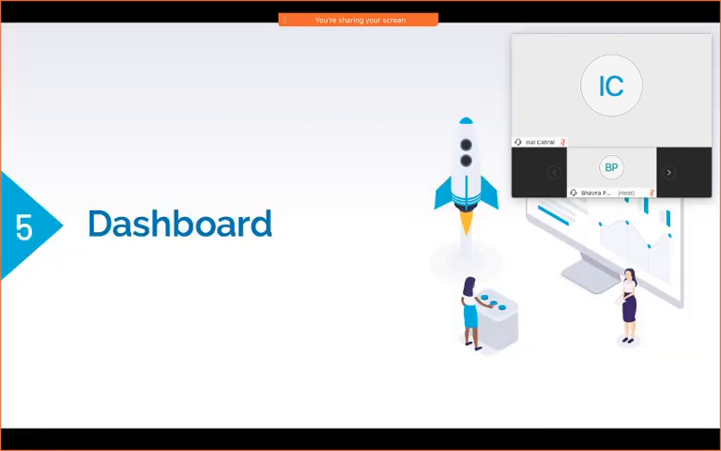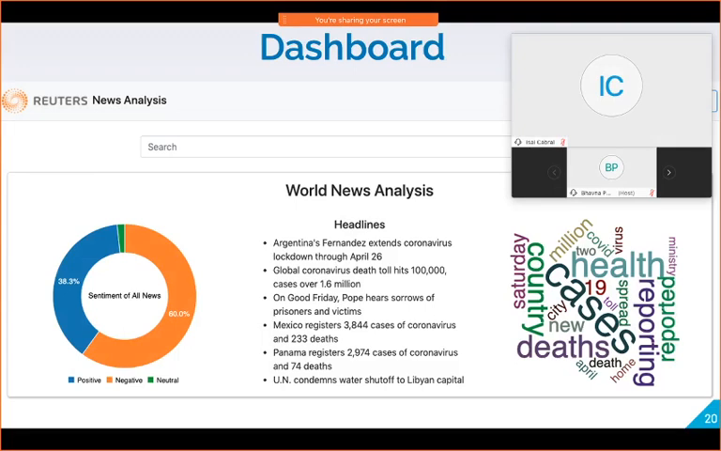Now Sumit is going to talk about the dashboard. Sumit, please. Yep, hi. I'm Sumit, and here I'm going to present the dashboard. Here you can see the polarity. It's showing the positive, negative, and neutral. And in the middle of the dashboard, you can see the top headlines from the news.